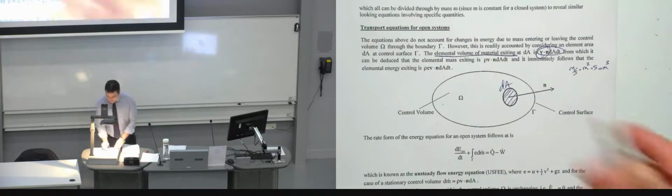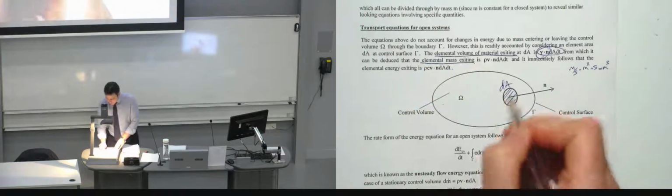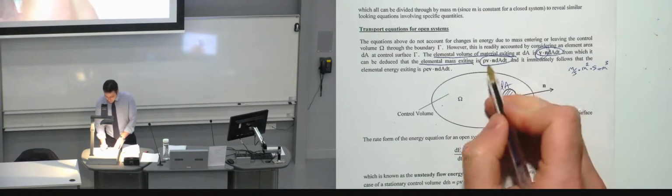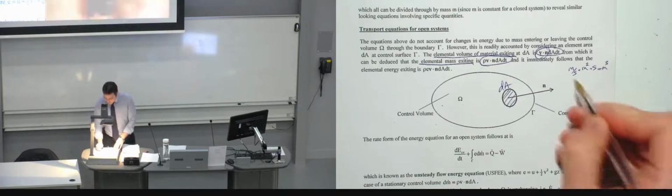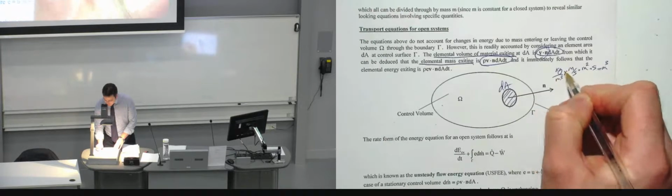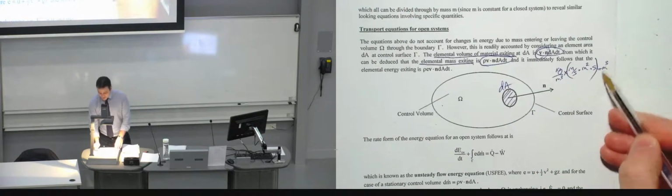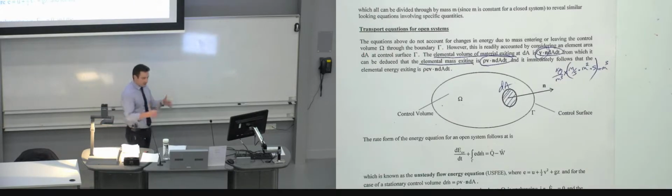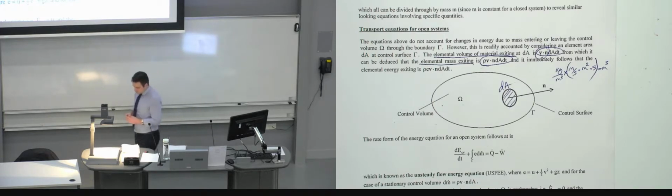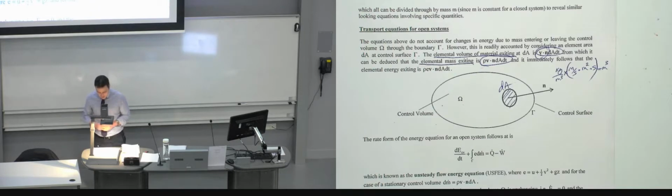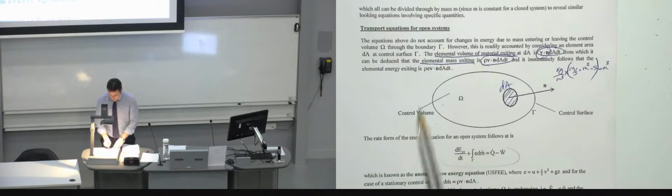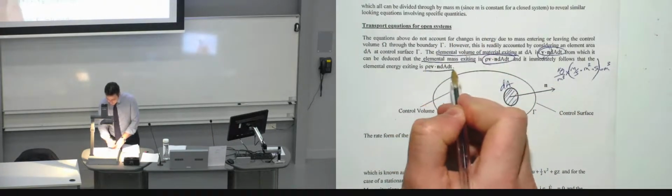Now, if I want to measure the elemental mass exiting this dA, then this would be the equation. The difference is I've just multiplied that by rho. Why? Because if I multiply this by rho, which is kilogram per meter cubed, then that unit would change to kilogram. And therefore that would give you the amount of mass which is coming out of dA over a certain amount of time. I'm doing it step by step because that allows us to derive this equation, which is the main one here.